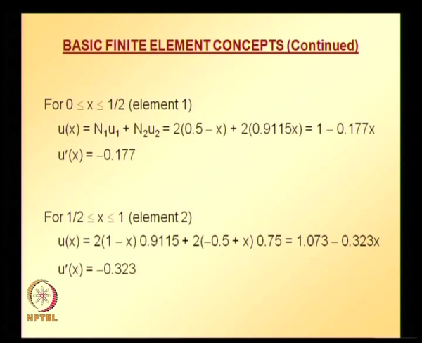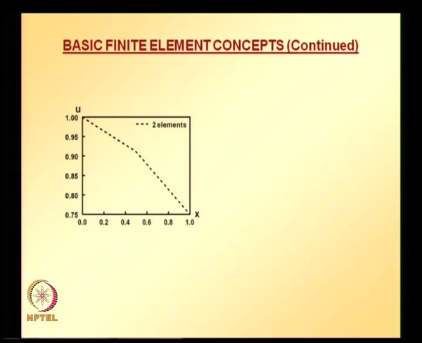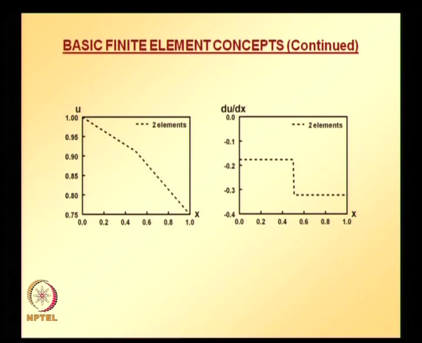And now, we got approximate solution in element 1 and derivative of it in element 1, approximate solution in element 2 and derivative of it in element 2. So, now we are ready to plot. This is how solution looks using two elements, and derivative of solution looks using two elements. Still, we are not sure whether our solution is converged or not.